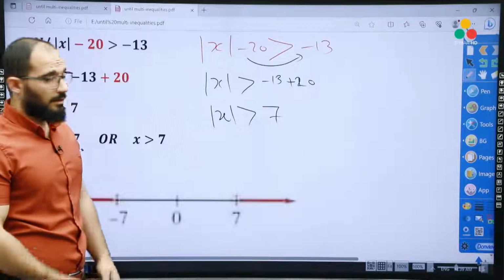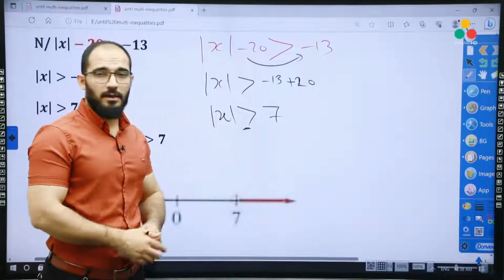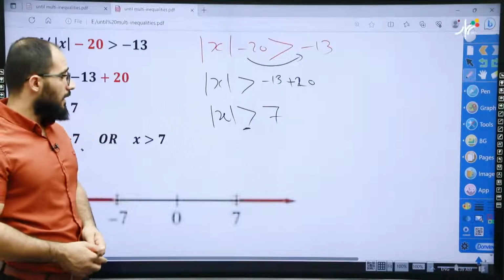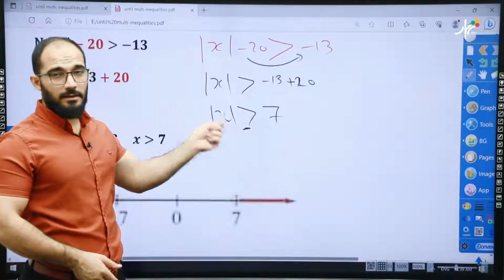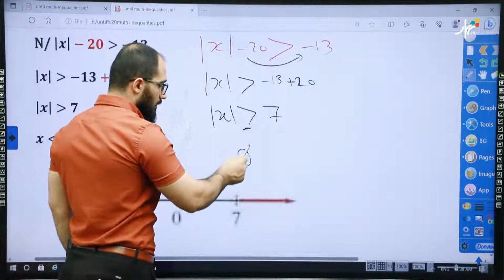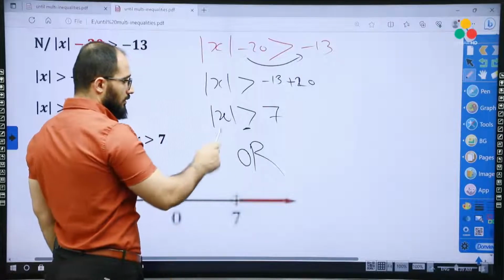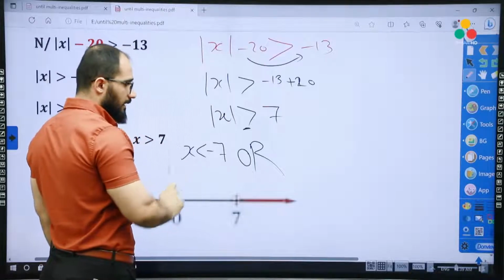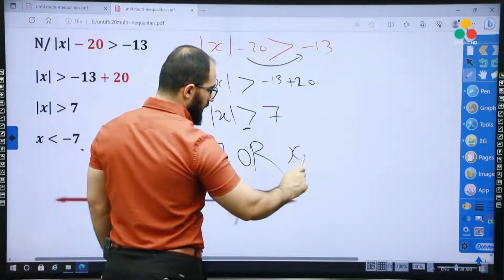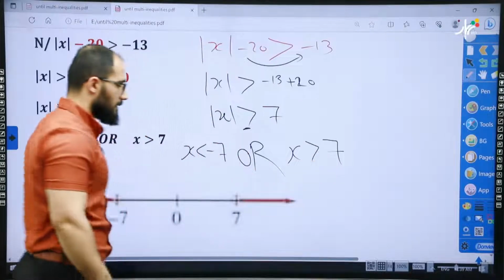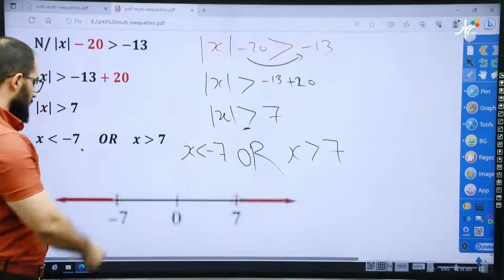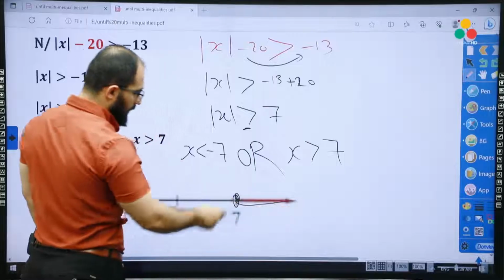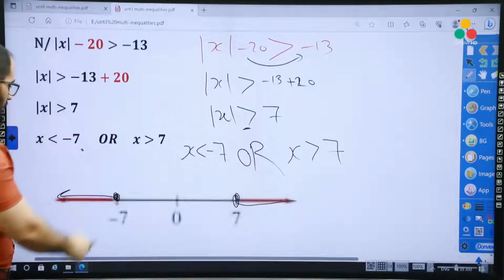So right now, if you look at the sign, is it greater than or less than? Of course, it is greater than. If you remember, we said that if you have greater than, the inequality is going to be or. So x is less than negative 7, or x is greater than 7. This is the solution of that inequality. And this is the graph, less than negative 7 and greater than positive 7, but there is no equal with it. There is no equal.